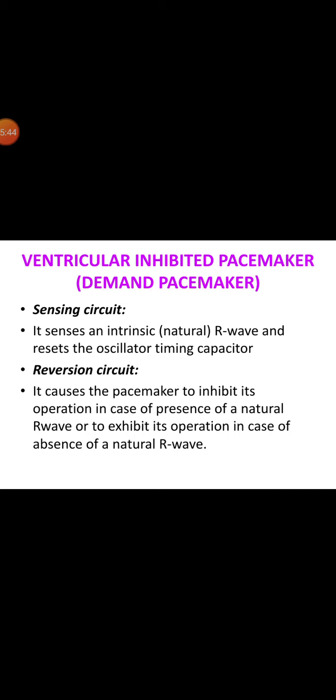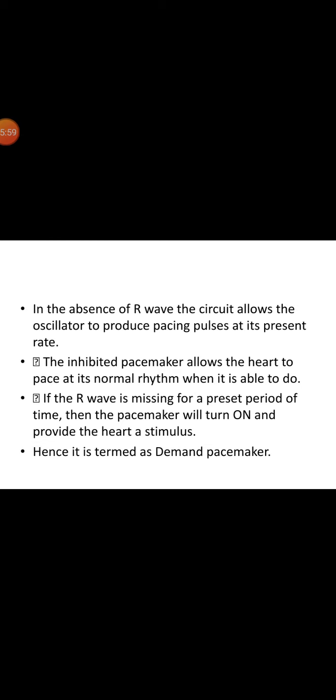The sensing circuit senses an intrinsic R wave and resets the oscillator timing capacitor, and the reversion circuit causes the pacemaker to inhibit its operation in case of presence of natural R wave or to exhibit its operation in case of absence of natural R wave.